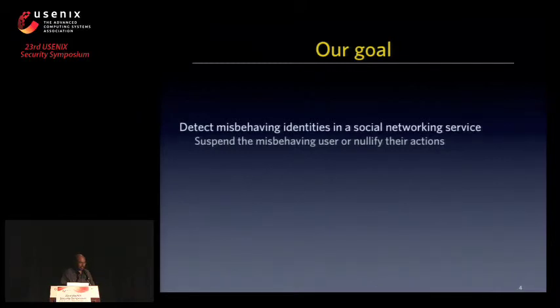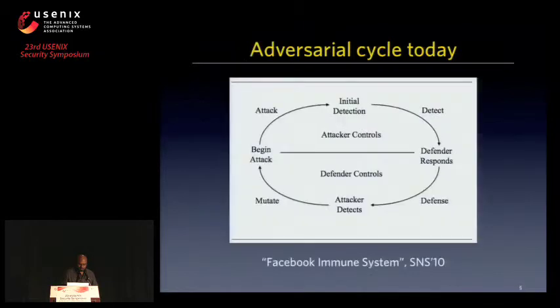One way to do that is by detecting these misbehaving users or identities in the social networking service. Once we detect them, we can suspend the identity or we can even remove or nullify their actions. Now first let's look at some existing approaches to do this. This is a diagram taken from a paper written by Facebook folks, and this is largely representative of most of the existing approaches out there today.